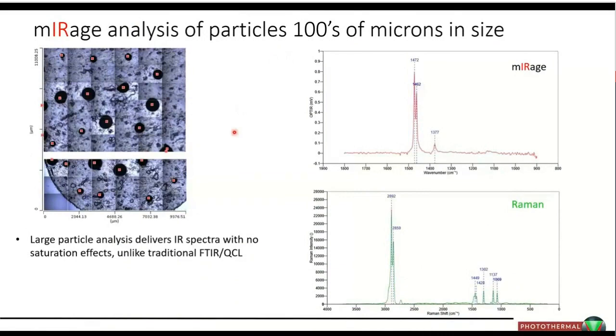Right, so the challenge with particles that are hundreds of microns in size for a traditional IR would be that you would have saturation effects. These peaks would be cut off, making their interpretation and searching very difficult. But with O-PTIR, whether it's hundreds of microns or millimeters really doesn't matter, or whether you're looking at sub-500 nm particles, the spectra look like spectra that are interpretable and searchable.